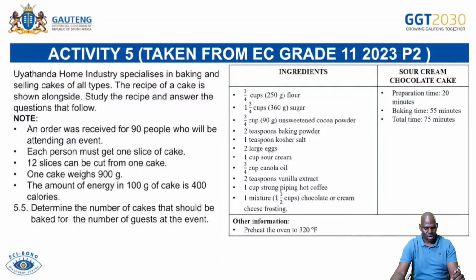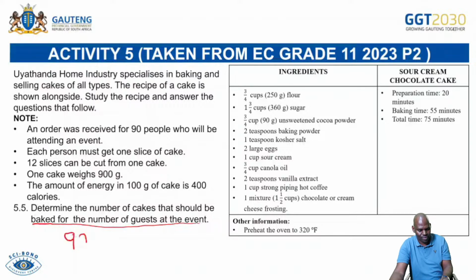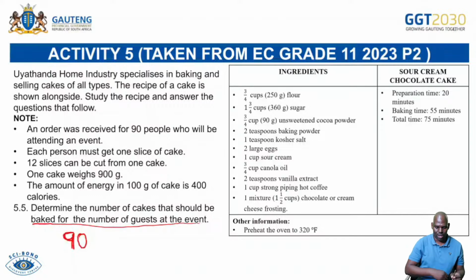Okay, so number 5.5 is determine the number of cakes that should be baked for the number of guests at the event. Right, we've got 90 people that will be coming. Okay, 90 people that will be coming.